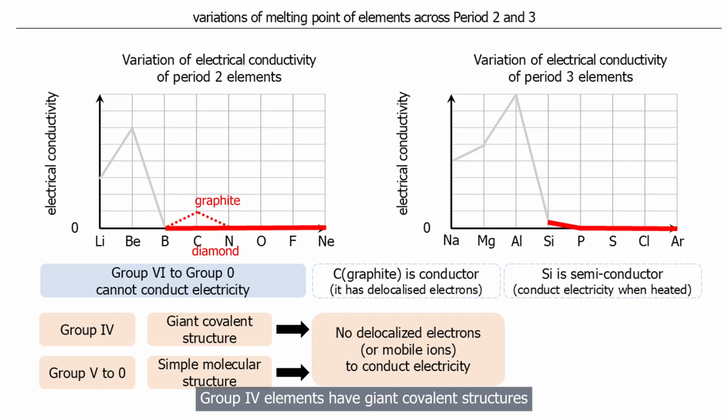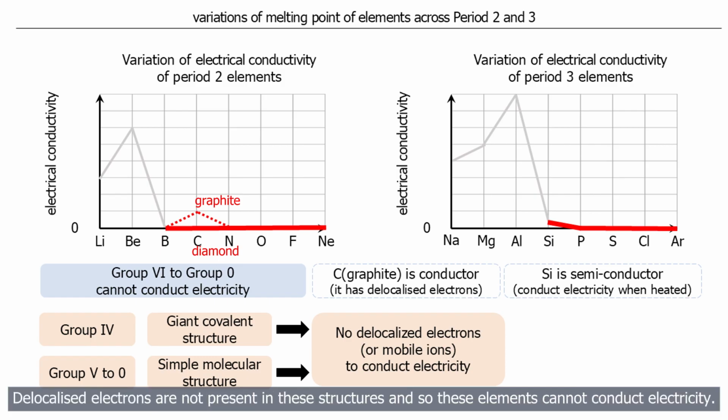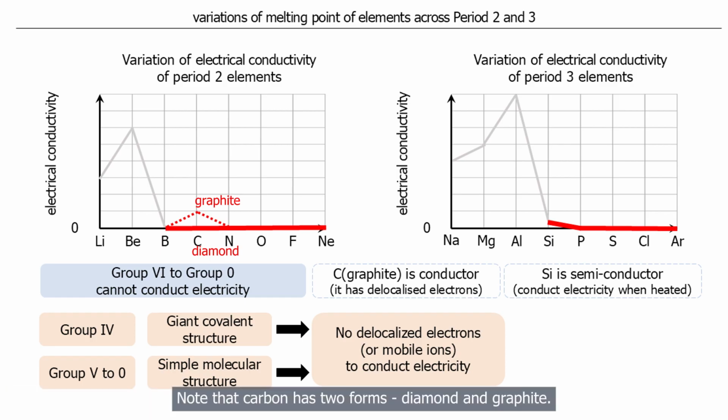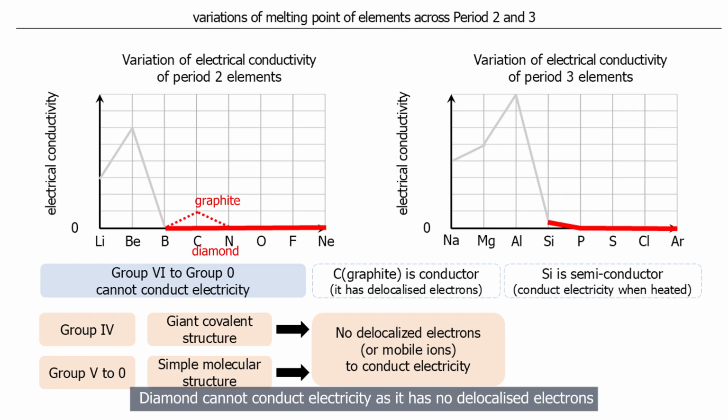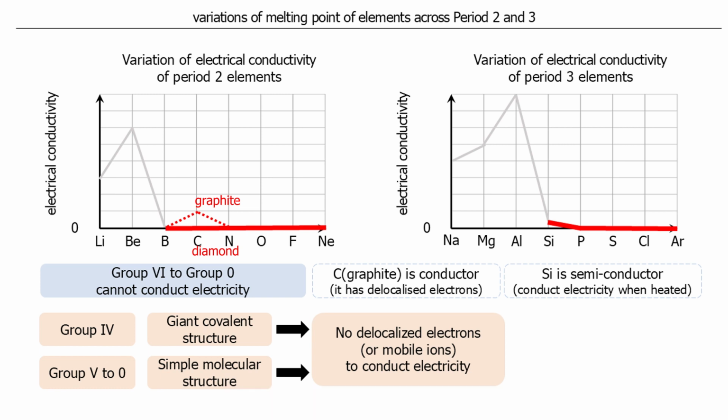Then, we see why the electrical conductivity drops to 0 for non-metallic elements. Group 4 elements have giant covalent structures, while group 5 to 0 elements have simple molecular structures. Delocalized electrons are not present in these structures, and so these elements cannot conduct electricity. Note that carbon has two forms, diamond and graphite. Diamond cannot conduct electricity as it has no delocalized electrons, while graphite can as it has delocalized electrons.